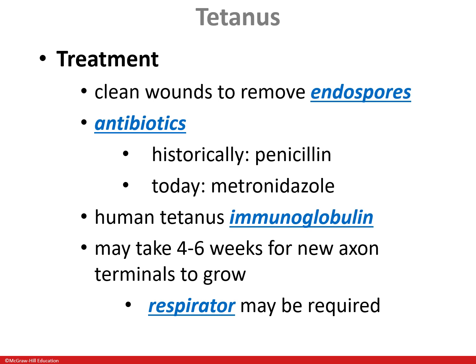But if that tetanus toxin has affected the function of the diaphragm, then that patient might need a respirator to get over the hump of waiting for those axon terminals to grow. So again, it's mostly a problem of other countries where they don't have regular routine vaccination.